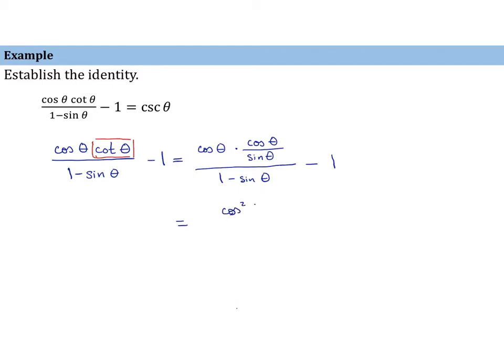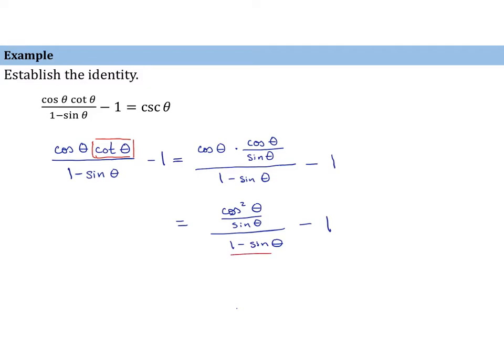We have cosine squared of theta over sine of theta over 1 minus sine of theta minus 1. Now, at this point, I want you to notice something. We have cosine squared of theta, and in this denominator, we have 1 minus sine of theta. Now, 1 minus sine of theta is nothing special, but 1 minus sine squared of theta would be. So, can we force that to be a difference of squares? Can we force that to be 1 minus sine squared of theta? But before we do that, let's go ahead and simplify how many fractions we see here.